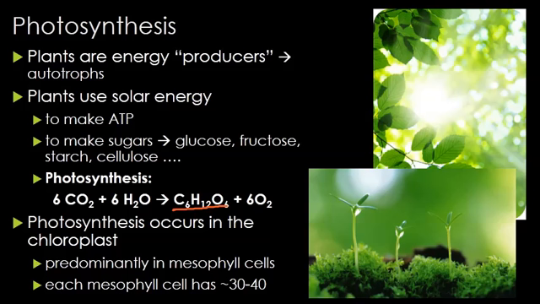Now, where does photosynthesis occur? We know it occurs in the chloroplasts, but the chloroplasts are mainly in the mesophyll. So if you take a leaf, it's that spongy tissue, the spongy cells that fill up that leaf, and each leaf has hundreds of mesophyll cells, if not thousands, and each mesophyll cell has between 30 and 40 chloroplasts, depending on the species.